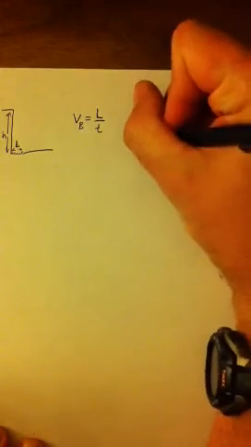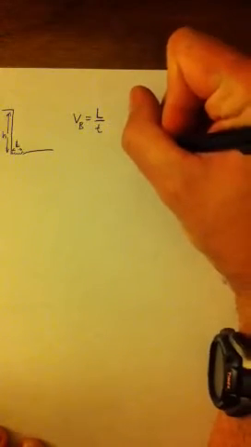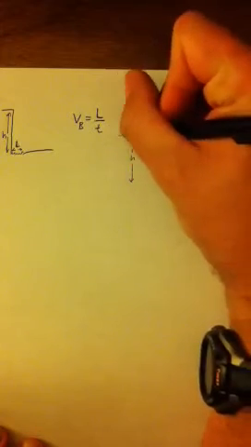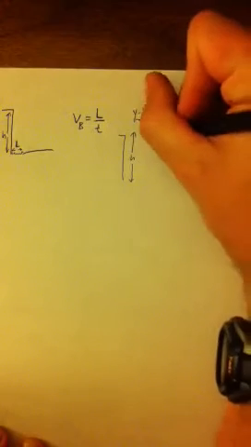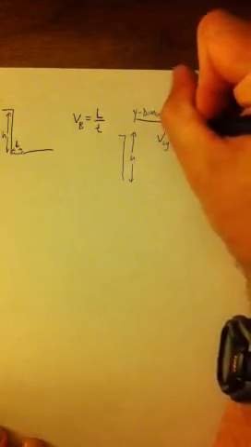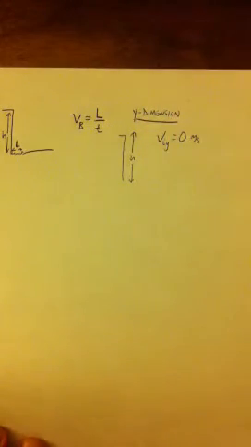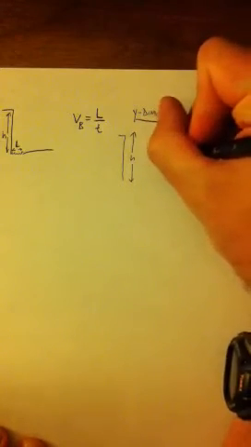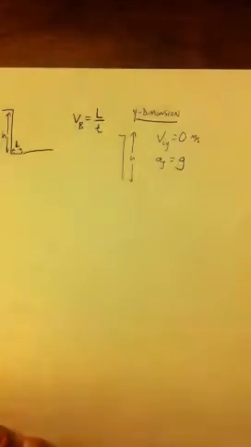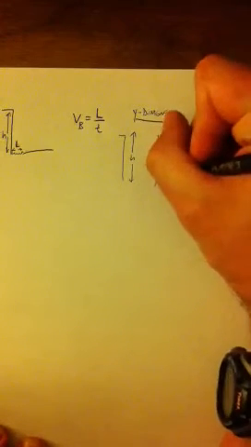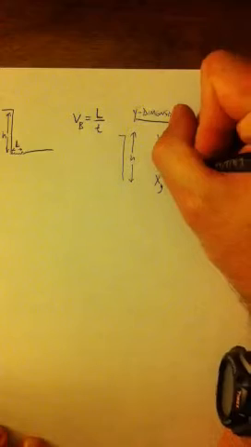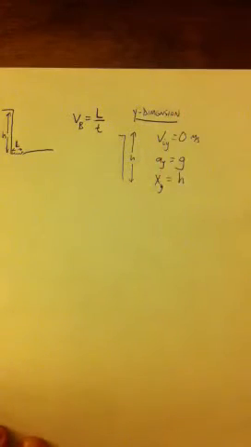So if we're only thinking in the y dimension, basically he's falling some height right here. And so what do we know about this? We know our initial velocity in the y is 0 meters per second. We know the acceleration in the y is little g, the acceleration due to gravity. That's 9.81, but I don't think they want the numbers here, just the variables. And we know the displacement in the y direction is h.